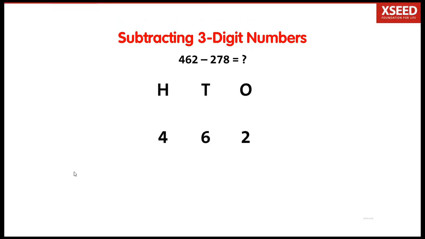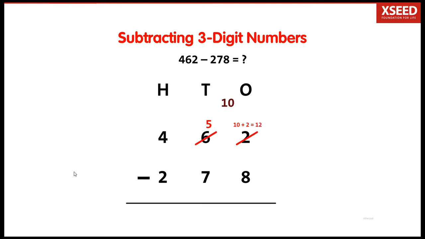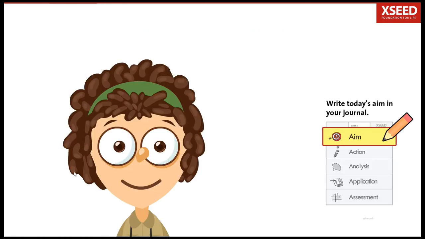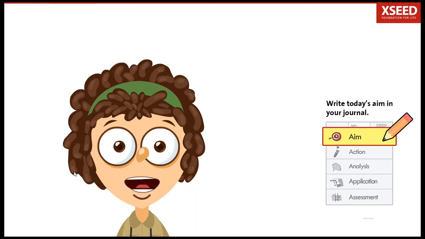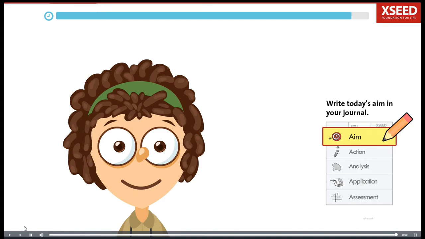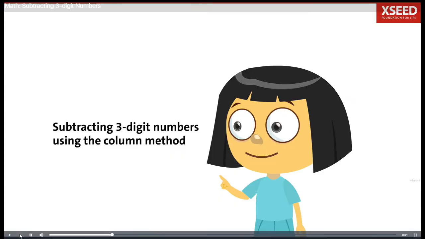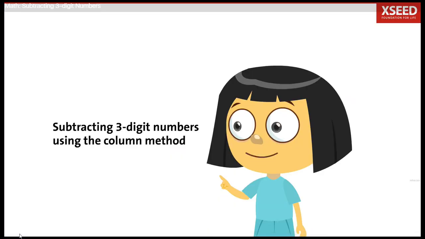Today, we are going to find out more about subtracting three-digit numbers. Specifically, we will learn more about subtracting three-digit numbers by using the column method and borrowing from tens and hundreds. Now, write in your journal. What is the aim of the class today? I have written down what we are going to learn today.